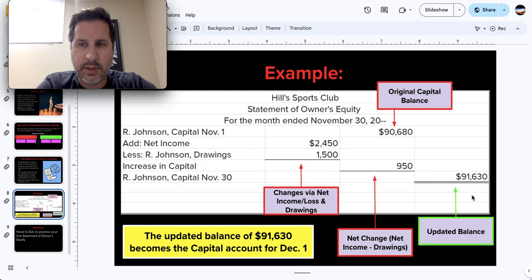And as we go on in the unit, you're going to see we're going to need to do this in order for our balance sheet to balance out. So in the coming days, you'll see how that works. But the capital for November 30th is now $91,630. We take that forward so that December 1st, that is what we would show as the owner's capital, and then we would update it again at the end of December.